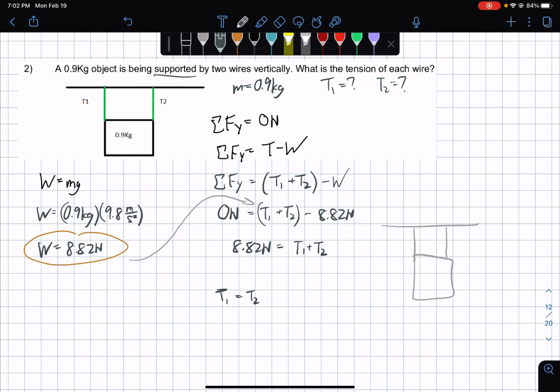Therefore, we can say that T1 is equal to T2. We just divide this value by 2. It's going to be 4.41 newtons. So that is the answer. So yeah, let's move on to the next.